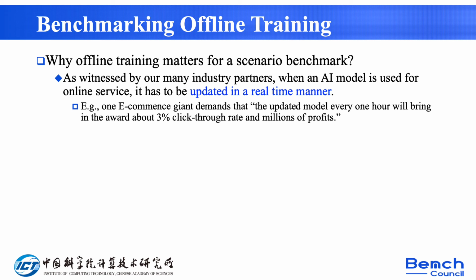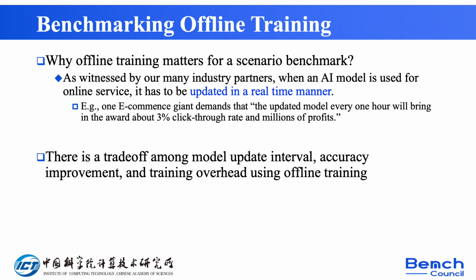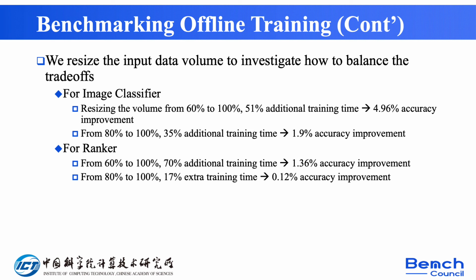As many of our industry partners witness, they have to update the AI models in a real-time manner for an online service. For example, one e-commerce giant demands that the AI models are updated every 1 hour, and the updated model will bring in a reward of about 3% click-through rate and millions of profits. It is essential to balance the trade-offs among model update intervals, accuracy improvements, and training overheads using offline training. Updating AI models in a real-time manner is a significant industrial concern in many scenarios.